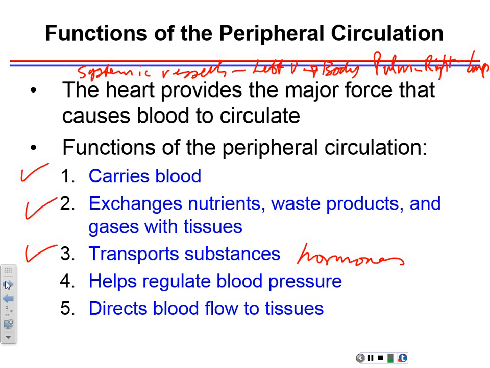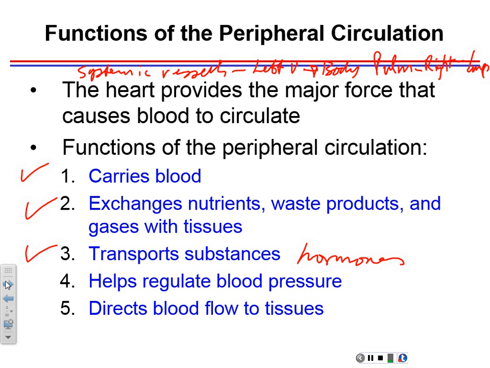If I ask about these functions of the peripheral circulation, I would need you to give me examples of what you're talking about, and make it nice and complete. And then it helps to regulate blood pressure. How does the peripheral circulation regulate blood pressure? Vasoconstriction and dilation. Exactly. Vasoconstriction and dilation, because the arteries have muscle in them.